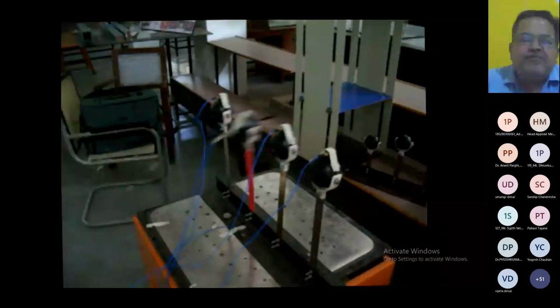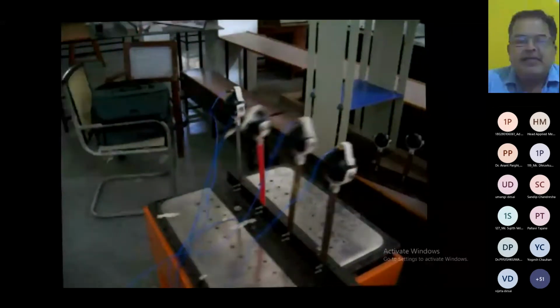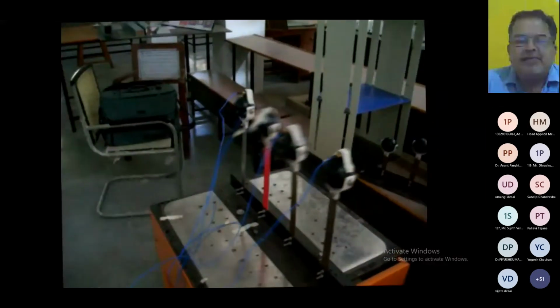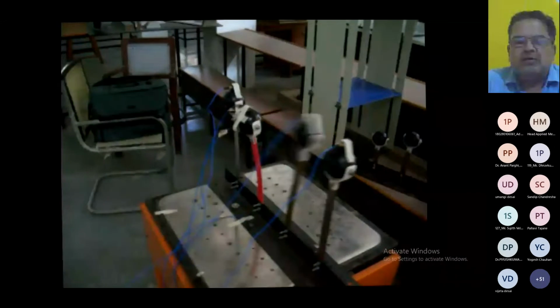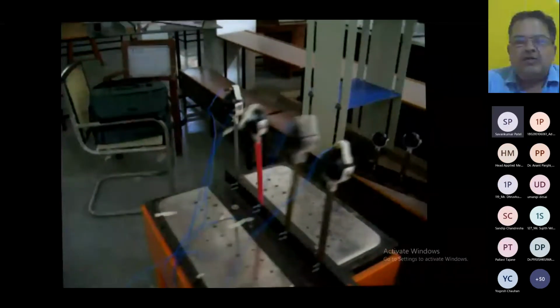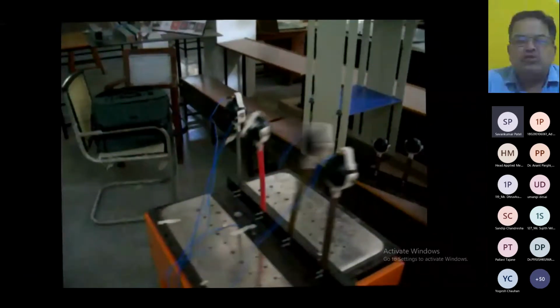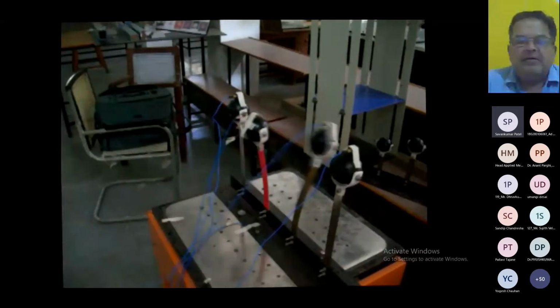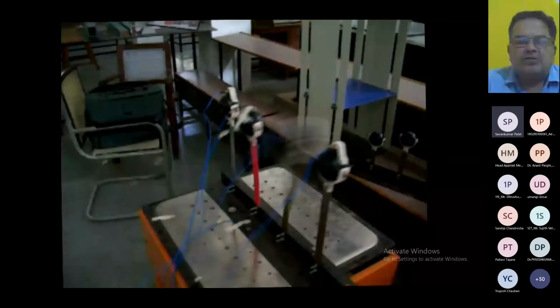Now again I'm increasing the frequency, right? Now look at what is happening. If I increase the frequency, the first two models slow down, and now the third model starts vibrating. Look at the third model, right? It gives a higher response. So now it is entering into resonance. Look at the response. Yes, that is the response, right?